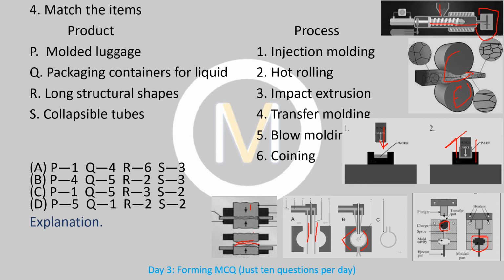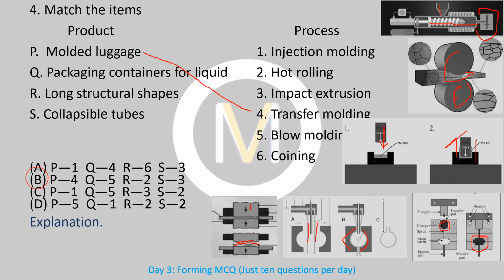Now what process do we have to use here? So the correct answer here is B. B means P to 4. This will be used for transfer molding. The fourth one is transfer molding. So we are taking the luggage out of this.